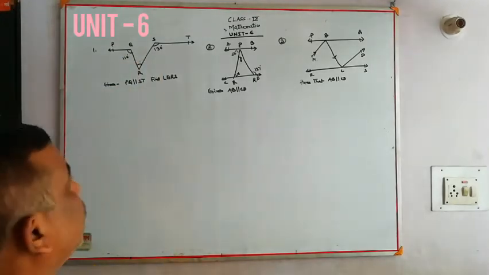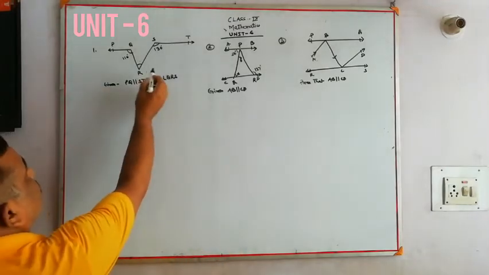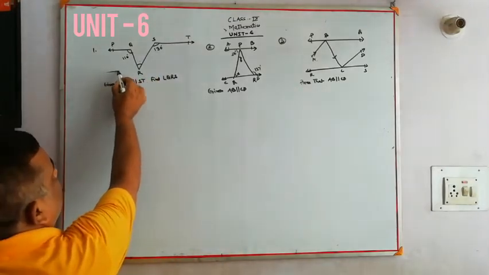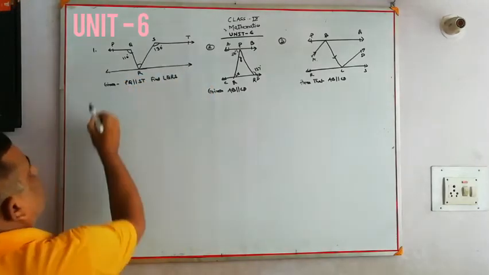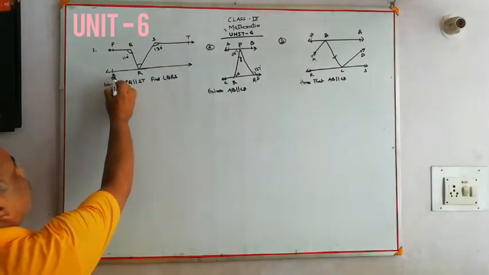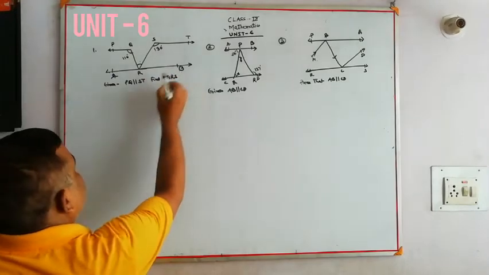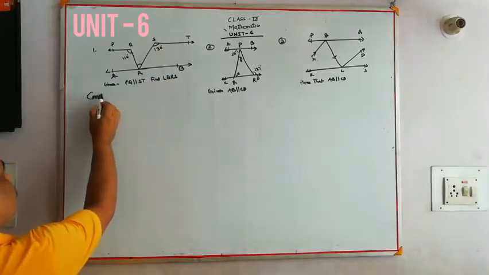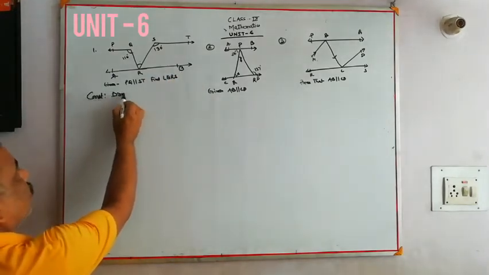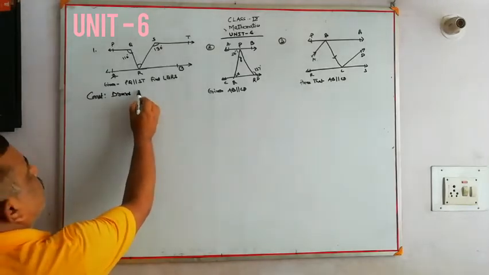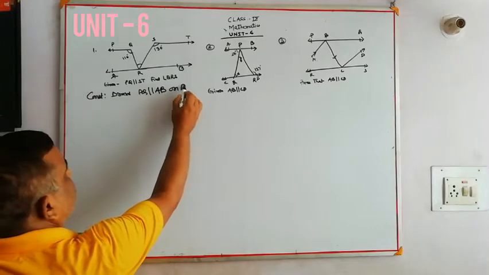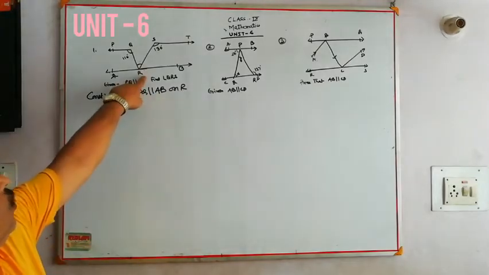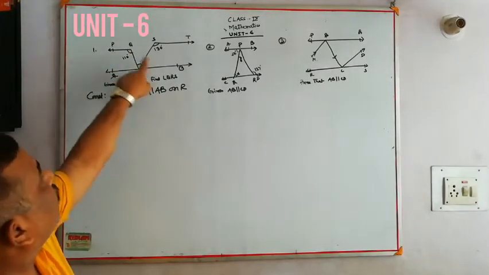The process is: firstly, you draw a line parallel to PQ at R, naming it AB. That is the construction work. At R, you draw a line AB parallel to PQ.